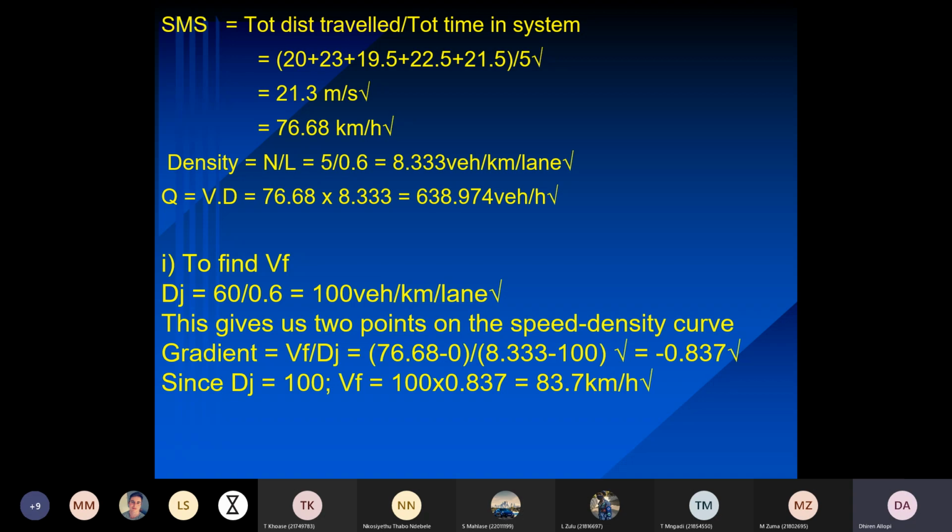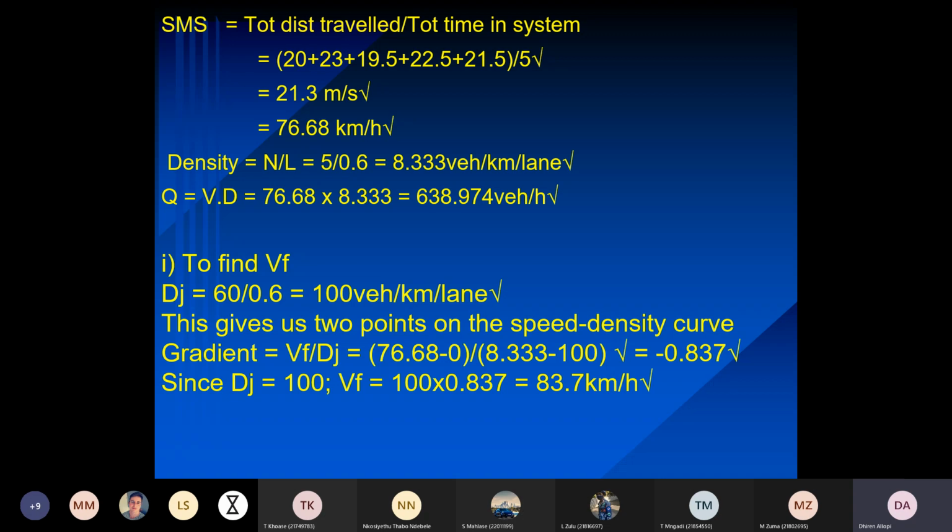If we take the gradient, the relationship of our mean free speed and our jam density: when we had a space mean speed of 76.68, the density was 8.333. When my speed was zero, that's when I achieved the maximum number of vehicles in a queue, that is jam density DJ, and I calculated my DJ to be 100. So this is how we arrive at the two points on the curve that we're referring to. And that gives us a gradient of the curve as -0.837.